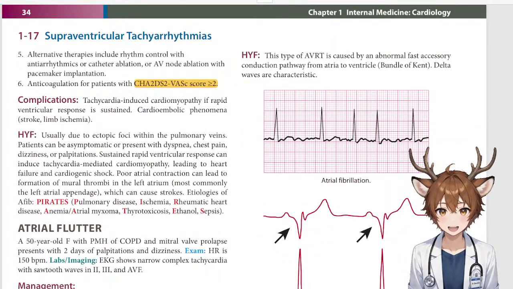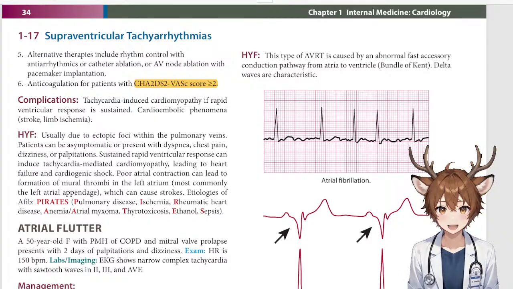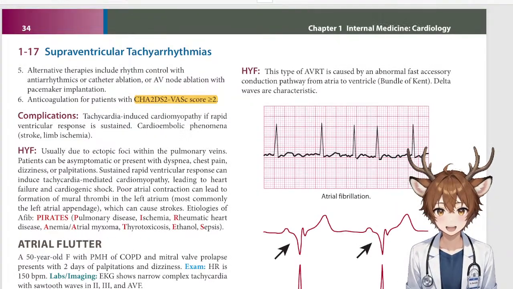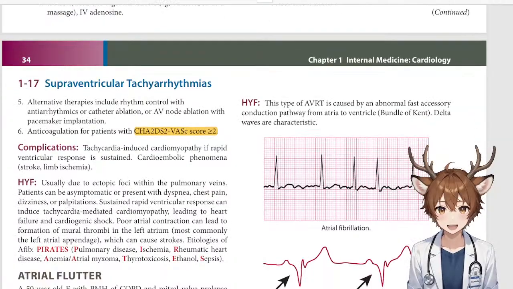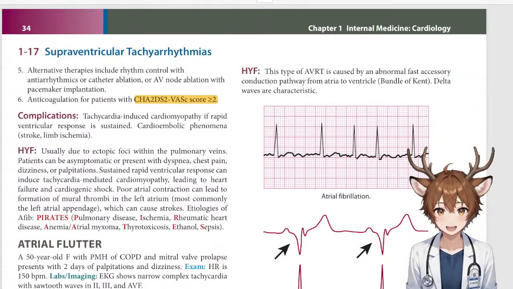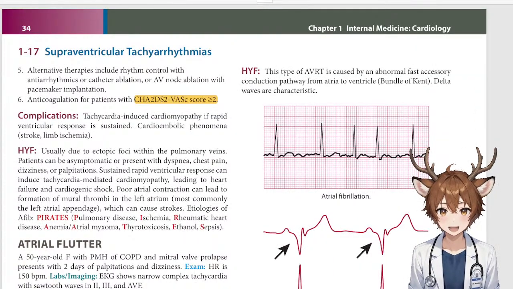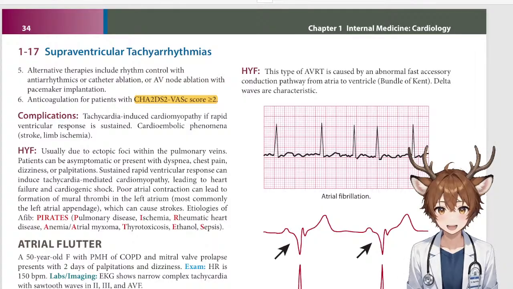Okay, now we're going to continue with supraventricular tachyarrhythmias. This is still all talking about AFib. Alternative therapies include rhythm control with antiarrhythmics or catheter ablation, or AV node ablation with pacemaker implantation.